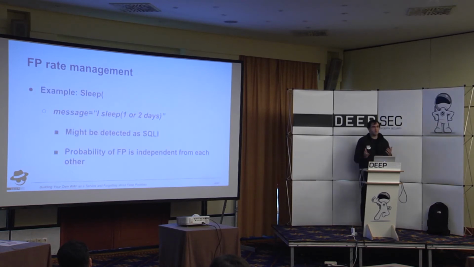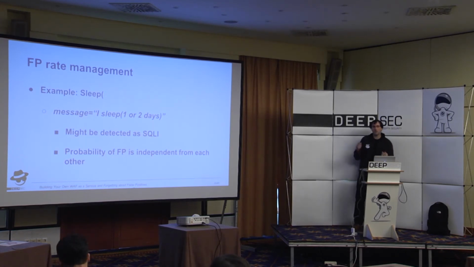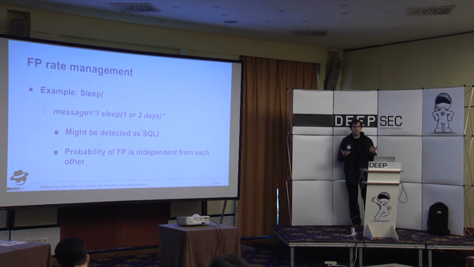So let's do an example. Let's say that we have a chat, and somebody places, "I sleep 1 or 2 days." And it might be detected as an SQL injection. Maybe we have a bad rule there, because it's just looking at sleep, parentheses, integer, and that's it. Now, we are going to work with the assumption that the probabilities of this kind of false positives are independent between each other.